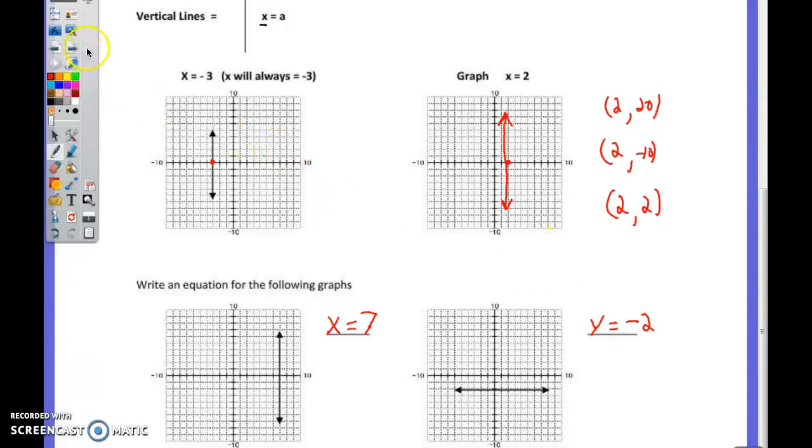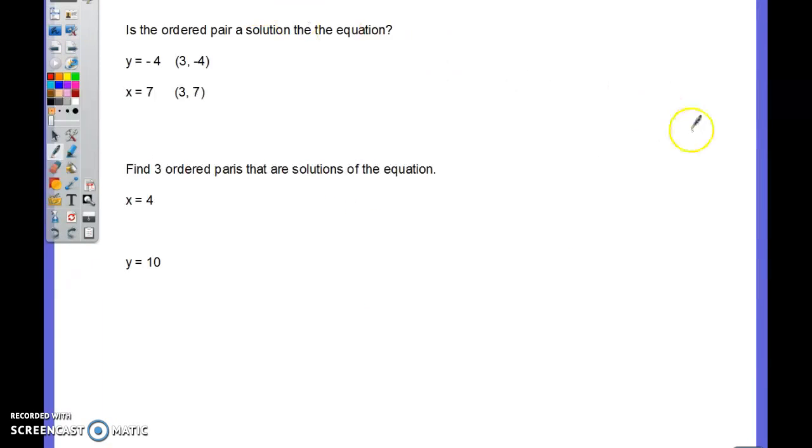Alright, moving on. I'm going to go to this page. This is not in your notes, but if you want to jot these down, these are going to be two sample questions that you're going to have in part of the assignment. And again, this assignment's not going to be too bad. It shouldn't take you too long.